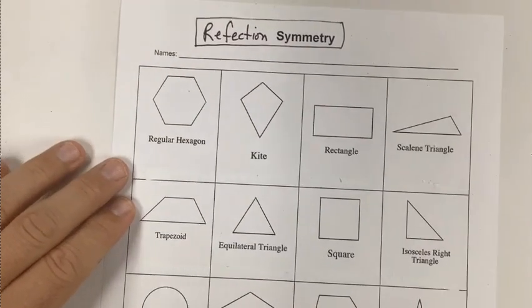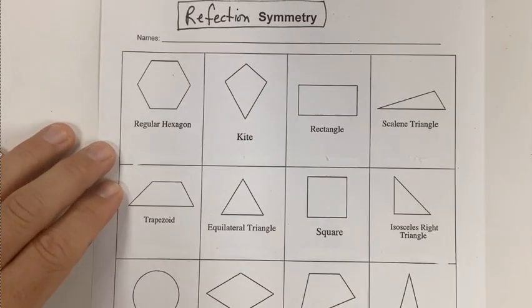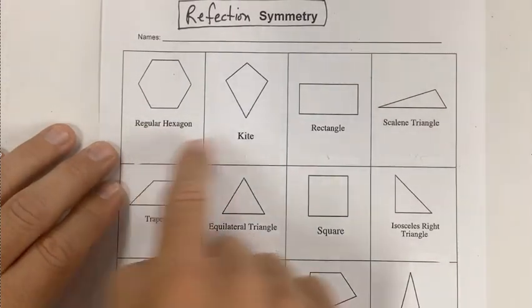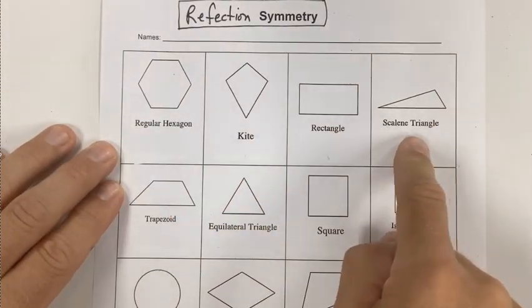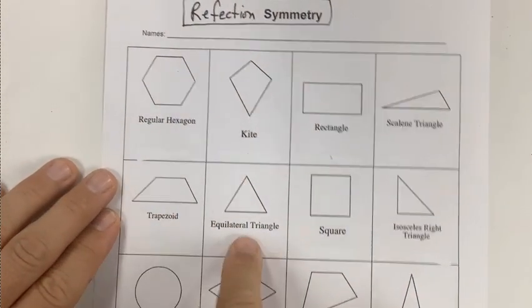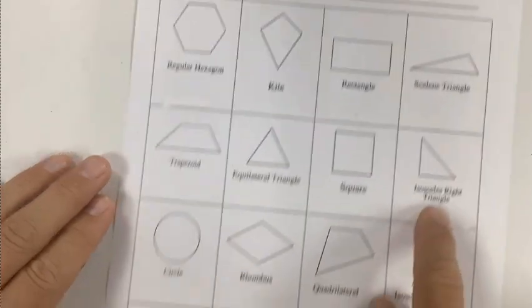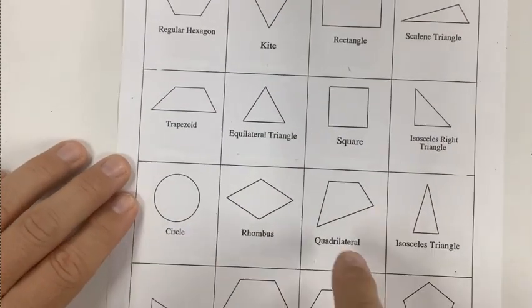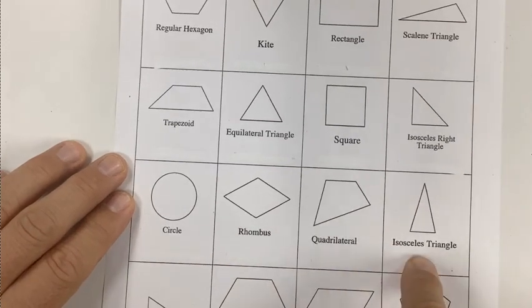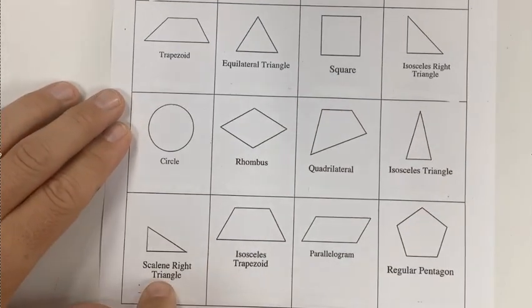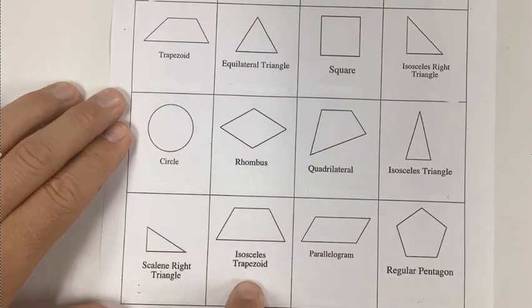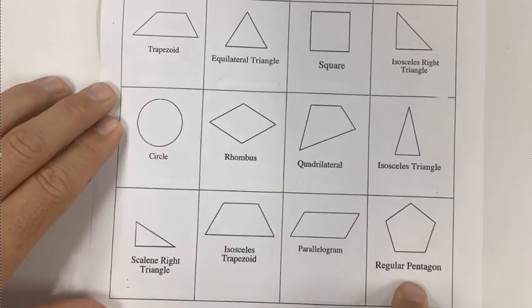So there are 16 different shapes that we have as our main toolkit list of shapes. We have hexagons, kites, rectangles, scaling triangles, trapezoids, equilaterals, squares, isosceles, circles, rhombus, quadrilaterals, isosceles triangles, scaling right triangles, isosceles trapezoids, parallelograms, and regular pentagon.